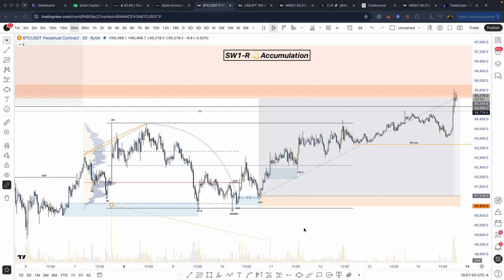Today we are going to go over a staple model within SWT, Solari-Wyckoff theory: the SW1-R accumulation. R stands for reaccumulation. In Wyckoff terms, this is a reaccumulation model. So we'll see reaccumulations and redistributions. Within SWT, we'll be calling those SW1, or if this was a model 2, SW2Rs.